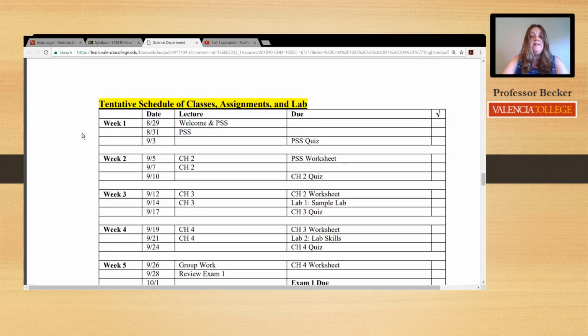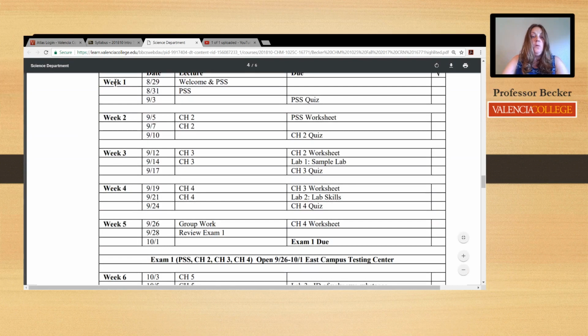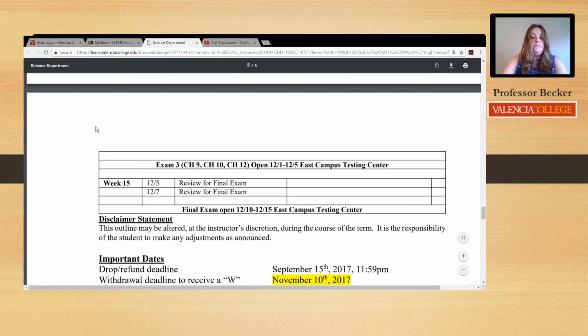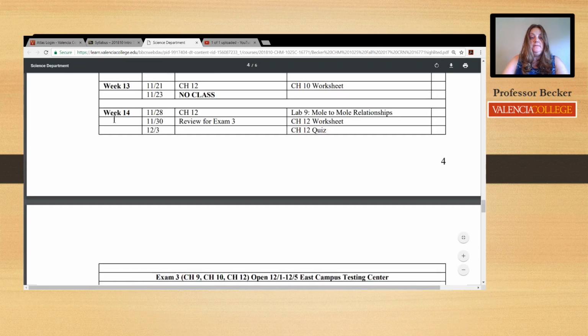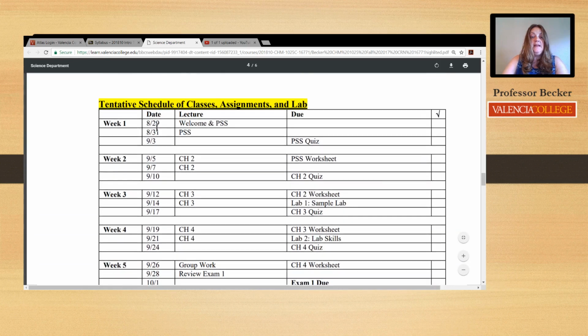Let's take a look at the tentative schedule of classes, assignments, and lab. I've set this up by week 1 through week 15. In the second column is the date, and the third column is what we will be doing during lecture. The fourth column is what's due that day, and the fifth column I've just left for you to check off so that you can monitor your progress.